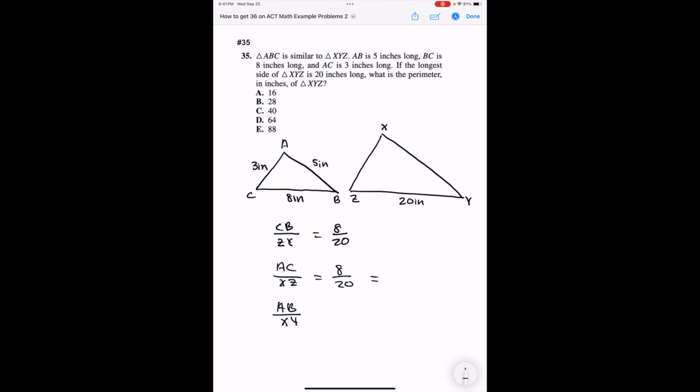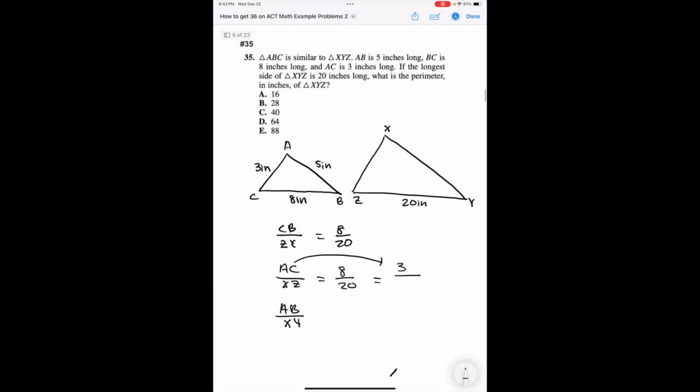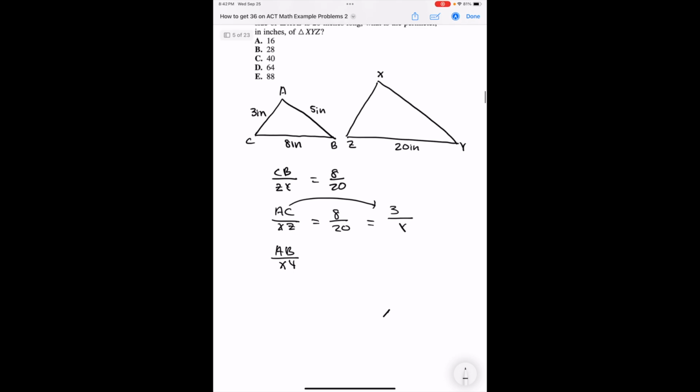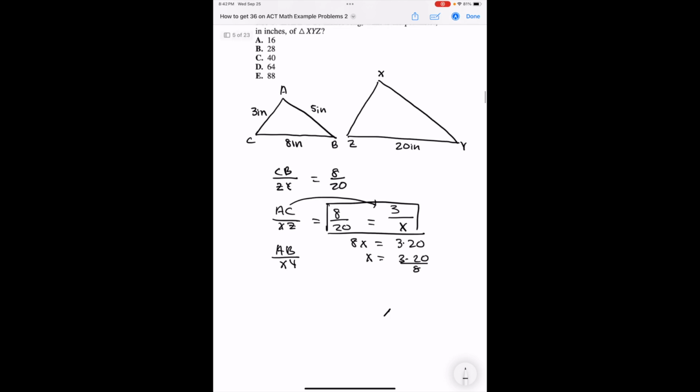But what is it in terms of the fact that if AC is equal to 3 inches, then what will XZ be? And this has to be equal to 8 over 20. So what number right here placed can make this equation true? Well, we can cross multiply, and it makes 8x equals 3 times 20, and then x would be 3 times 20 divided by 8. And then if you use your calculator, it is equal to 7.5. If AC is 3 inches, then XZ would be 7.5 inches.